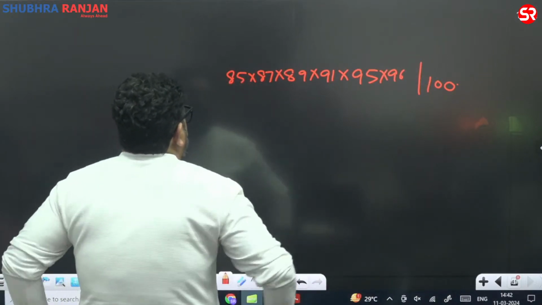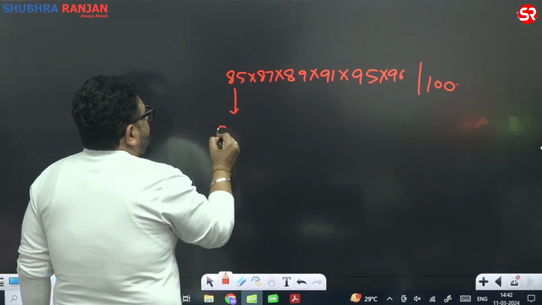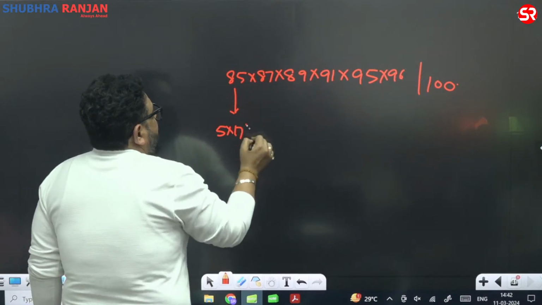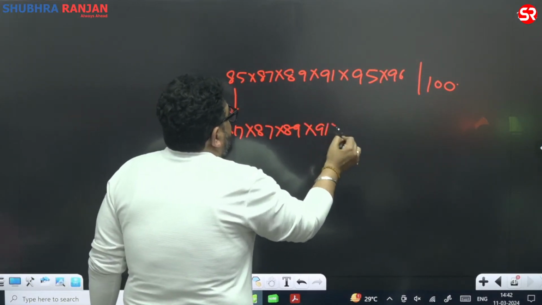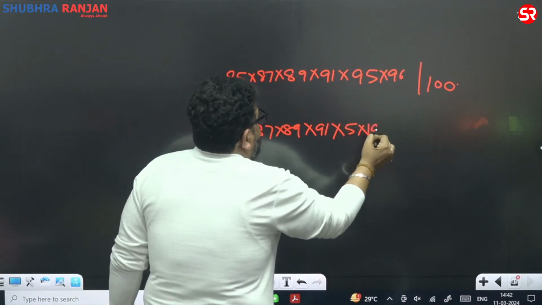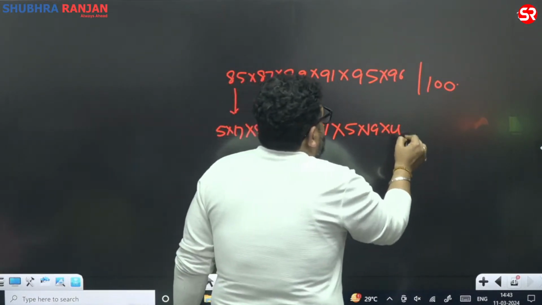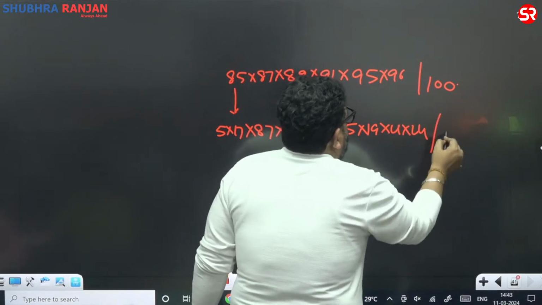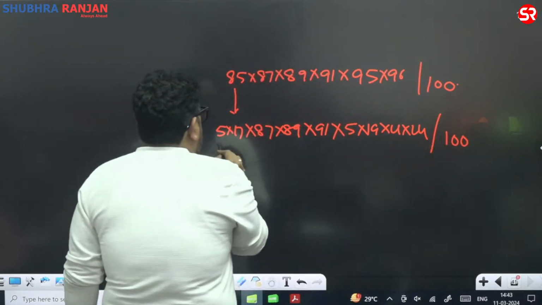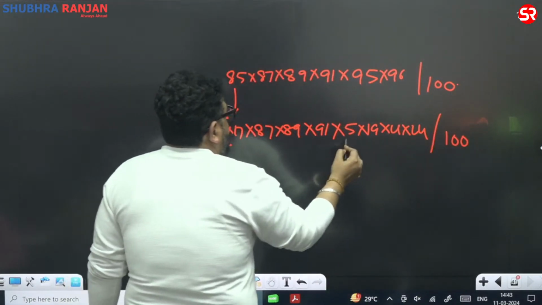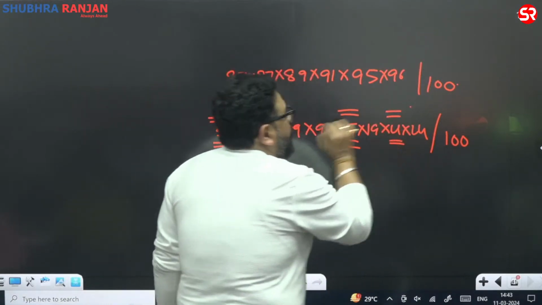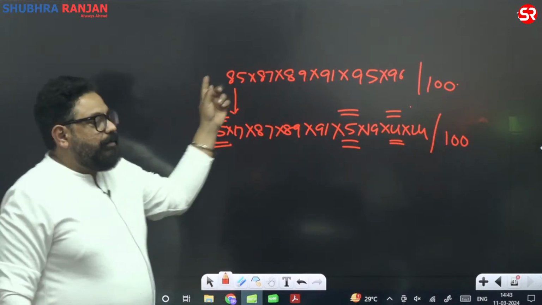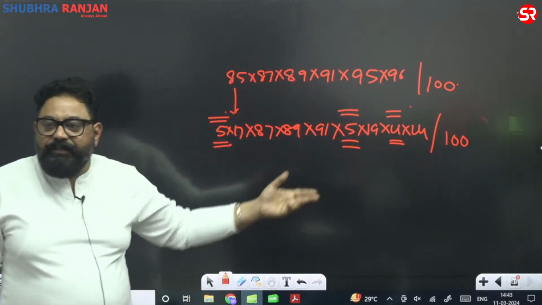Do you think there is 100? Yes, there is 100. See, 5 from here, 5 into 17. Let 87 be 87, let 89 be 89, let 91 be 91. 95 is 5 into 19, and 96 is 4 into 24, divided by 100. So 5 into 5, 25 into 4 is 100. This number is a multiple of 100. When divided by 100, remainder is 0.